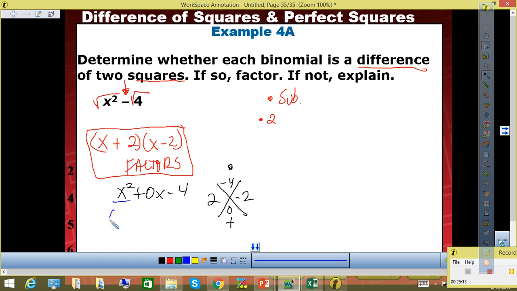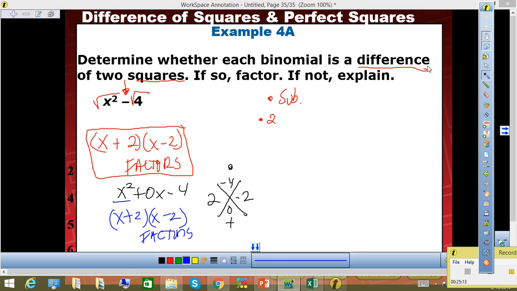Factor the first term, plus 2, minus 2, and these are my factors. Does everybody see that? So that's why this works. Difference of squares. I'm just showing you the shortcut. It's a pattern. Let's do another one. Everybody got it? Okay, let's do another one.